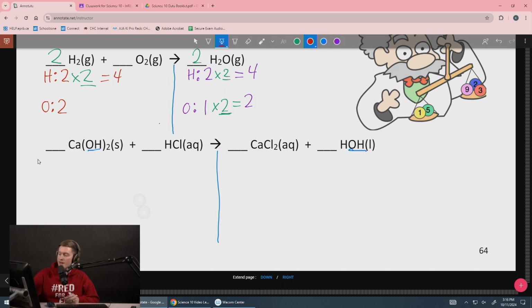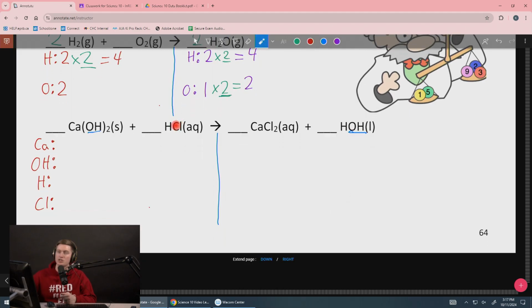I'm going to list what I have on my reactant side. I have calcium. I have hydroxide. I'm going to list it as one thing. It's a polyatomic ion. I have hydrogen by itself. And I have chlorine. I guess the hydrogen's not by itself, but I have an H with an HCl. This H here is this H here.